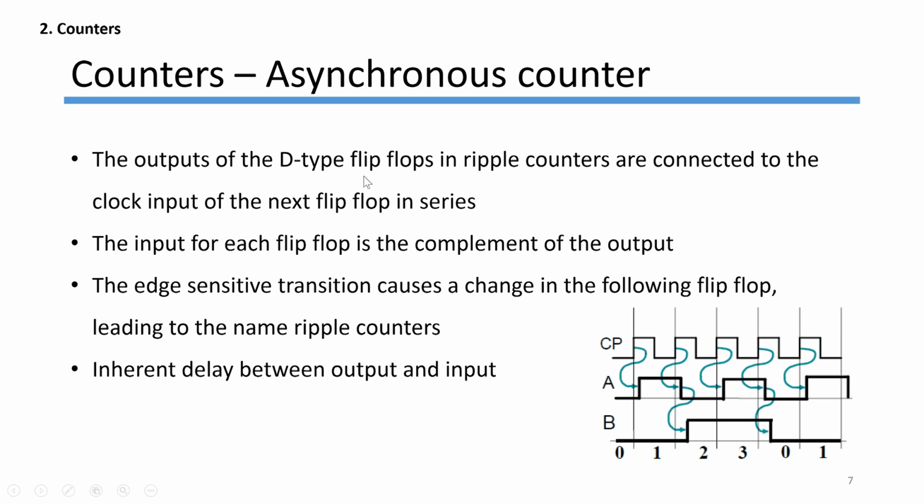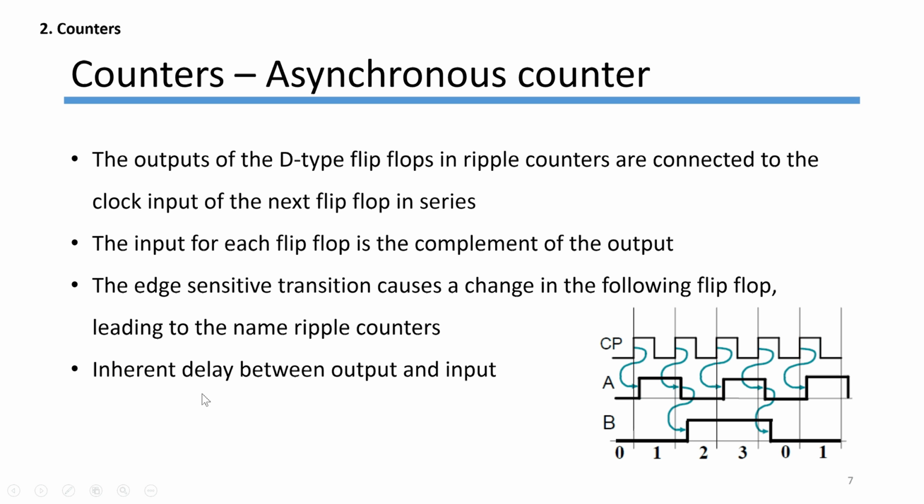The outputs of the D-type flip-flops in ripple counters are connected to the clock input of the next flip-flop in series. The input for each flip-flop is the complement of its output. We will look at this schematic in a short moment, but as you can see, the output of one flip-flop is connected to the clock input of the next flip-flop.